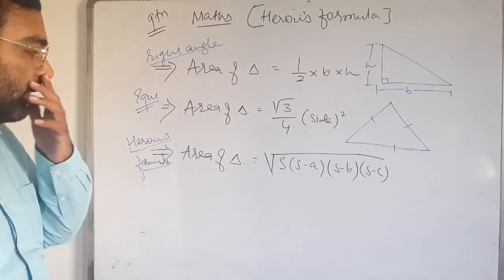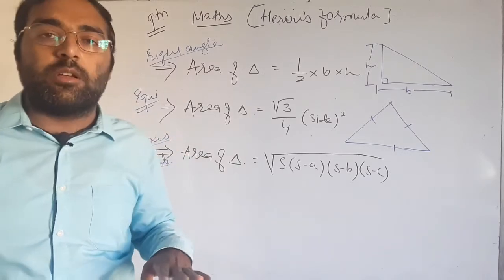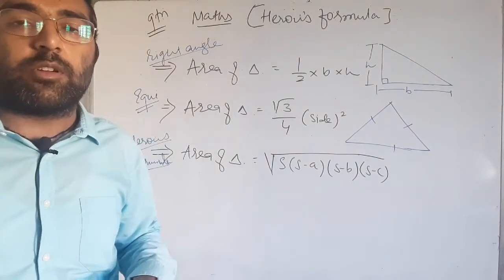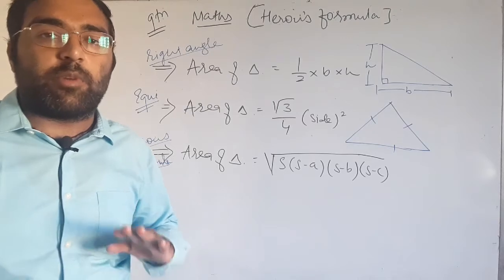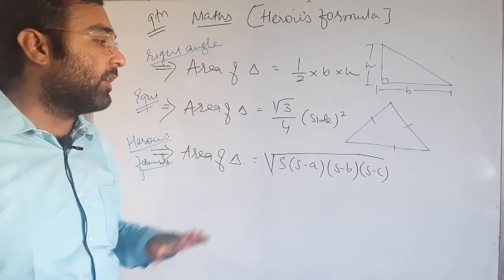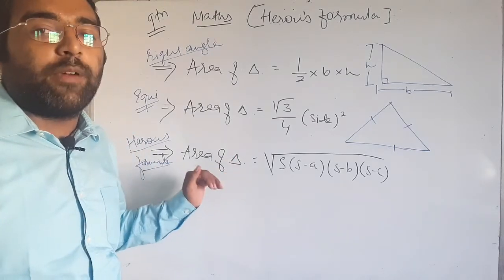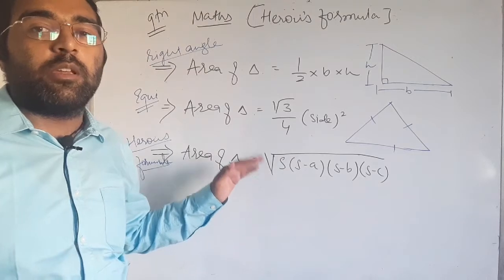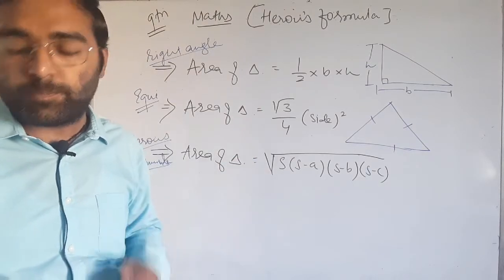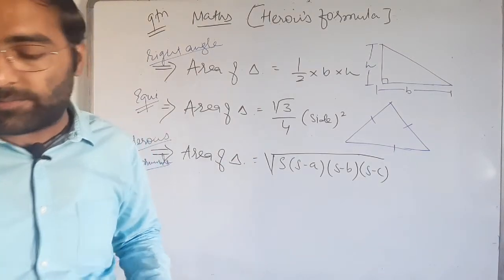Okay, so from this session we have to learn about chapter number 12, Heron's formula, to learn how to find the area of a triangle using Heron's formula. So let's start.